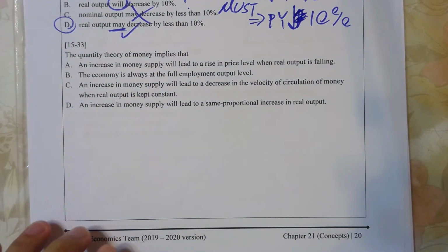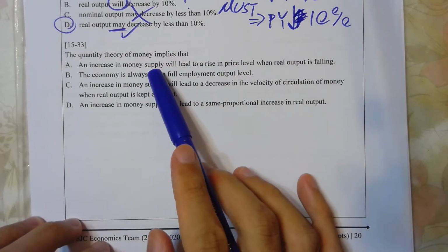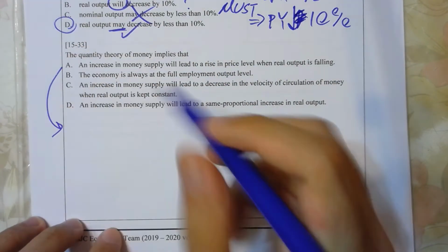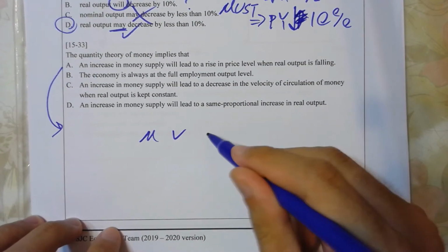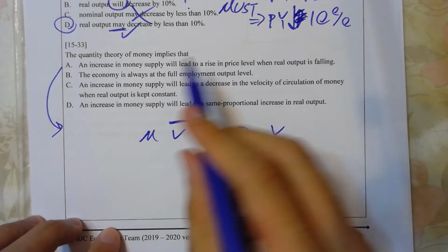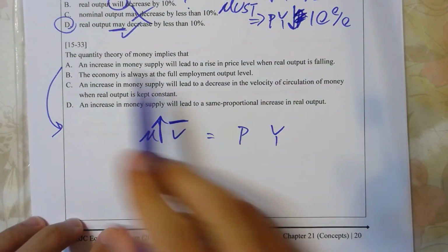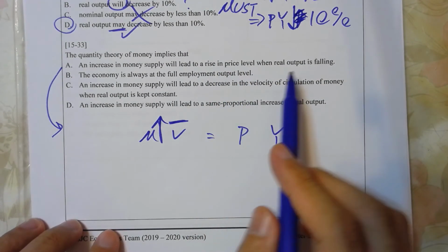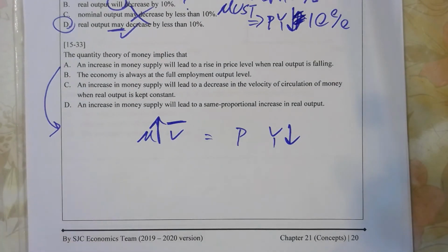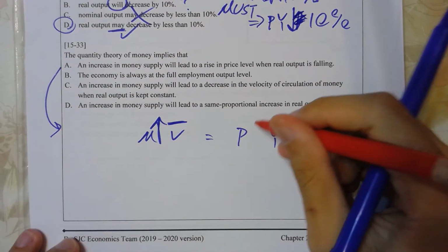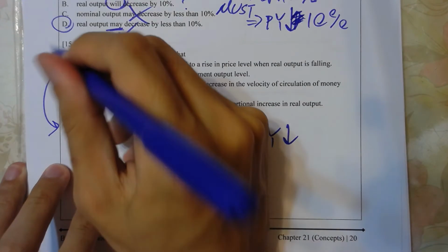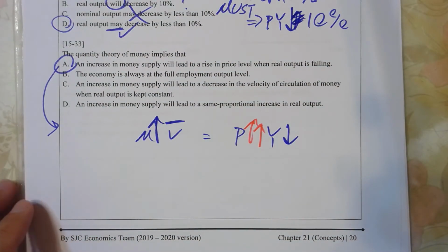QTM implies that, let's see. A, increase in money supply will lead to a rise in price level when real output is falling. Now, let's see here. QTM, right? MV equals PY. V is constant. Now you see, this one increases, this one decreases. How do we balance this equation? To balance it, price level must increase by a whole lot. Yes, A is correct. Now what about B?